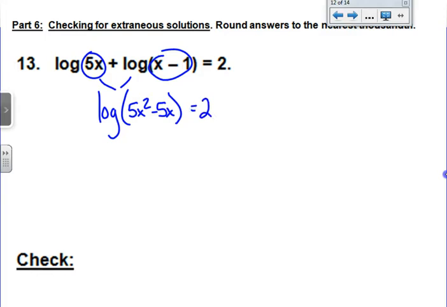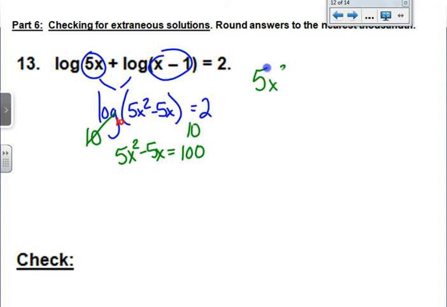So now this is a base 10 logarithm. There's a little 10 down here that they don't write. So when I exponentiate, I can use a 10. 10 to the log base 10 cancels, and you end up with 5x squared minus 5x, and then 10 squared is 100. Now notice we ended up with a quadratic.